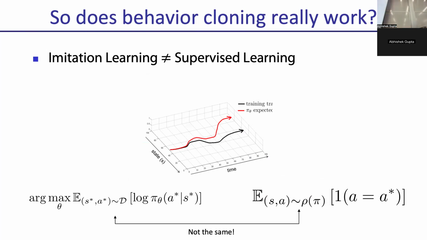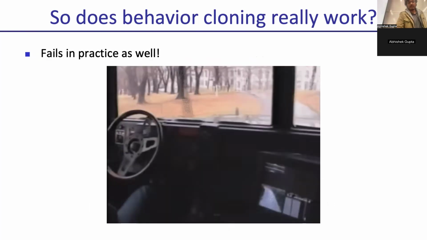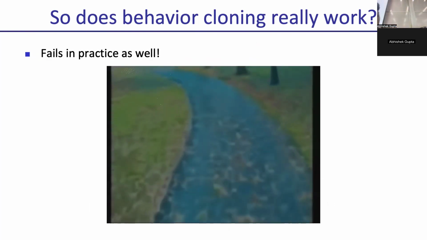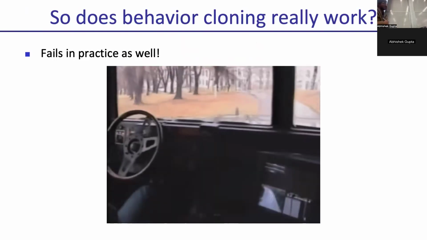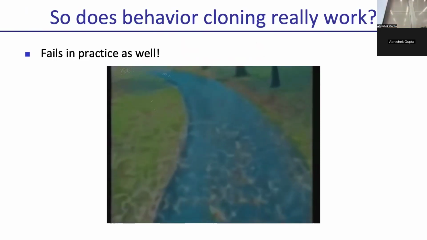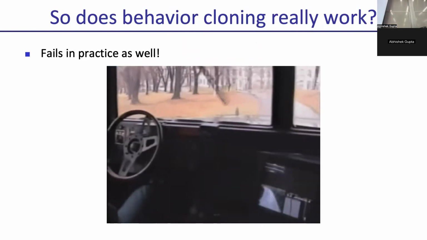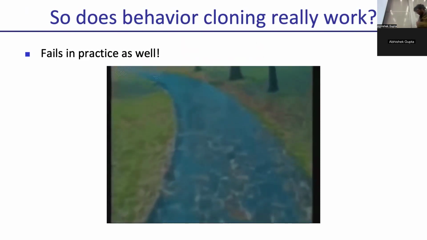And if training and test are drawn from the same distribution, you're happy. But what's happened here is that training and test are not from the same distribution. Training is from the expert and test is from the policy. And that's going to lead to a lot of trouble. This happens in practice too. This is again an example from Alvin. You'll see that it drifts off the road and leads to all sorts of trouble. And that's why we didn't have self-driving cars in the mid-90s.